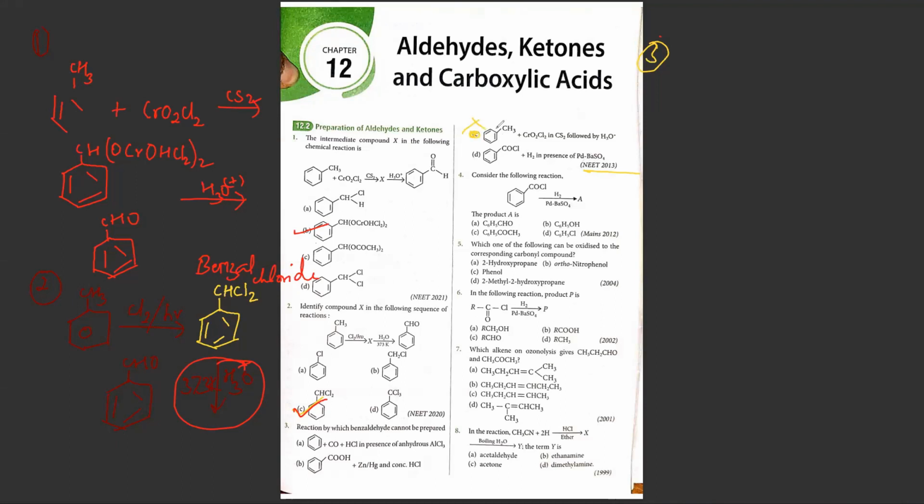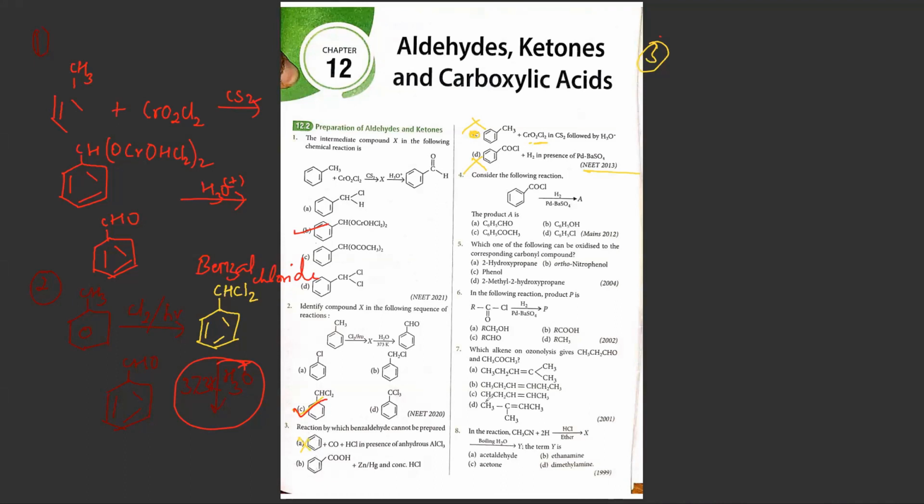By this reaction, you can produce benzaldehyde. They have asked which is the reaction from which benzaldehyde cannot be prepared. From the toluene reaction, just now we saw benzaldehyde can be prepared. Then with acyl chloride also you can prepare benzaldehyde, so this is also wrong. Then with benzene and carbon monoxide, HCl, you can also prepare benzaldehyde, so this also is wrong.